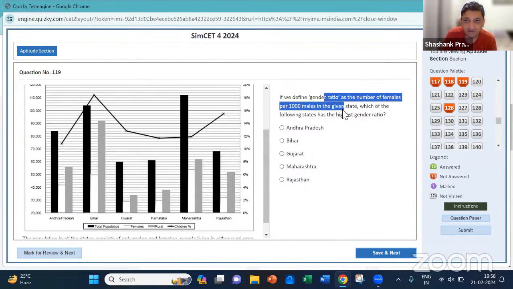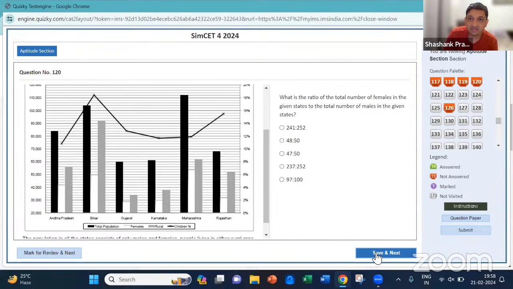Gender ratio is the number of females per 1,000 males. Okay, the total female population has been given to us. Okay, let's not do this. Females in the given states to the total number of males in the given states. I'll try to look at the total number of females and see what happens.